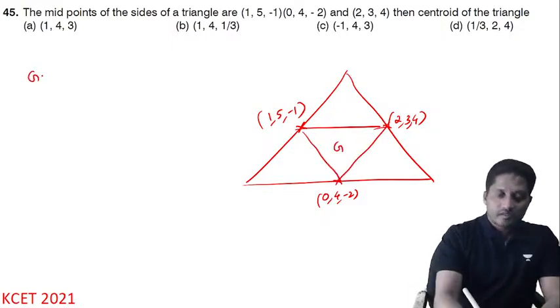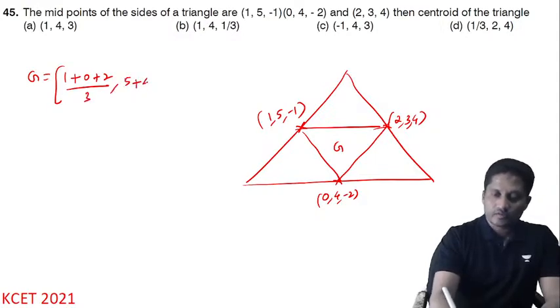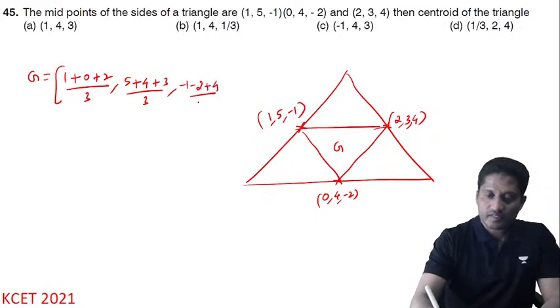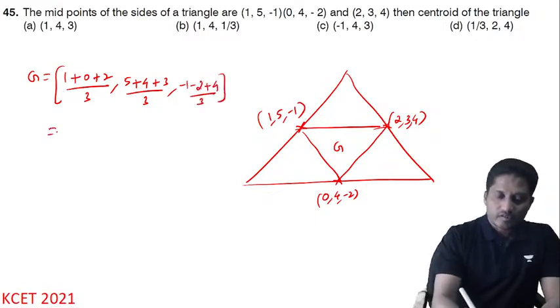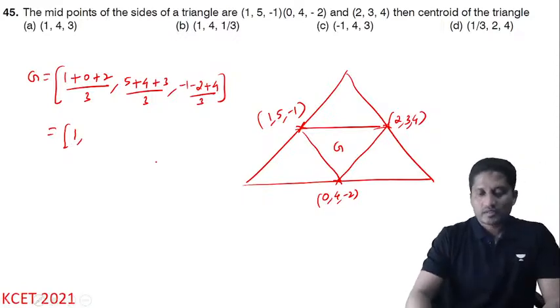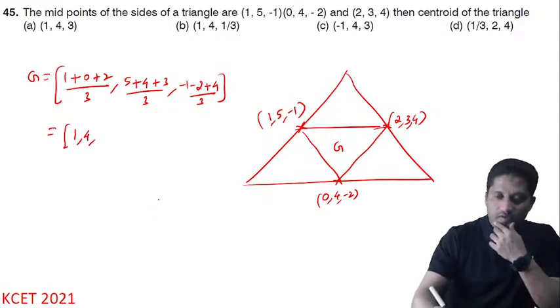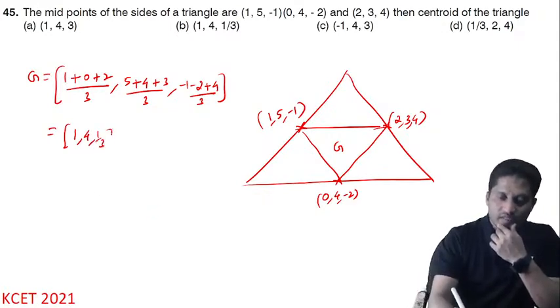vertices. So centroid G is equal to (x1 plus x2 plus x3) by 3, comma, (y1 plus y2 plus y3) by 3, and then (z1 plus z2 plus z3) by 3. Okay, so this is 3 by 3 is 1, 9, 10, 11, 12, 12 by 3 is 4, and then you get 1 by 3. Answer is option B.